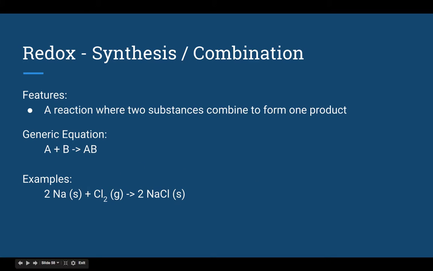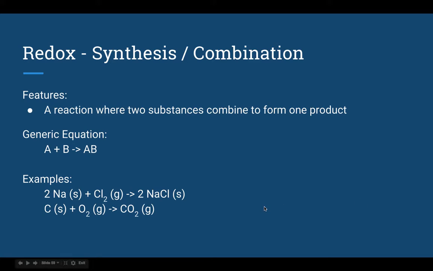So some examples here. We've got sodium metal reacting with chlorine gas, and we've got sodium chloride. So you'll notice here we've got a plus because we have two different substances on the left side of the reaction, and on the right side, on the product side, we just have a single substance. Okay, and you can identify the oxidation states of these compounds if you want, but I'm just giving it to you that they are redox reactions.